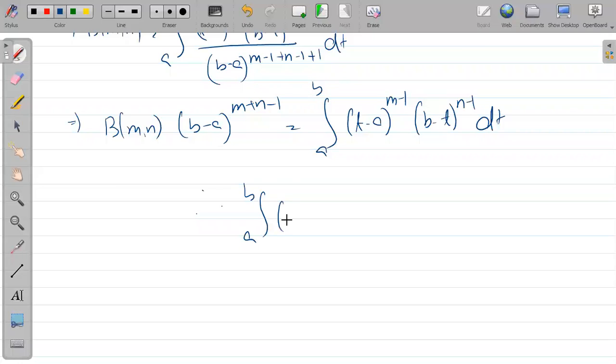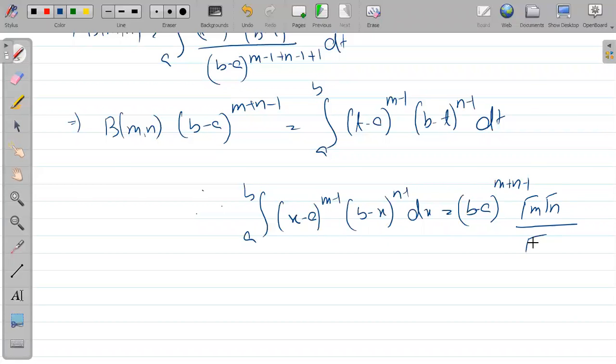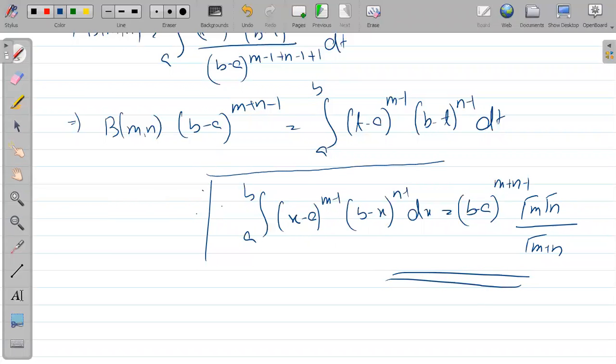A to b beta, x minus a, m minus 1, b minus x, n minus 1 dx is equal to b minus a to the power m plus n minus 1 gamma m gamma n by gamma m plus n. I hope it is clear to you. This is the proof.